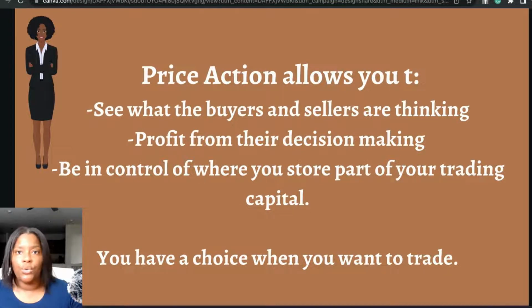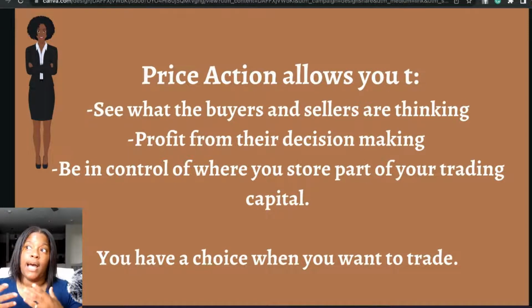Now, you can profit from their decision making. Y'all, there is nothing you need to do to make the market move up or down. There's literally nothing you have to do. Price is going to go up by itself. It's going to go down by itself. The only thing you have to do is make a trading decision based on what the candlesticks as a whole are doing. And you get to be in control of where you store part of your capital.